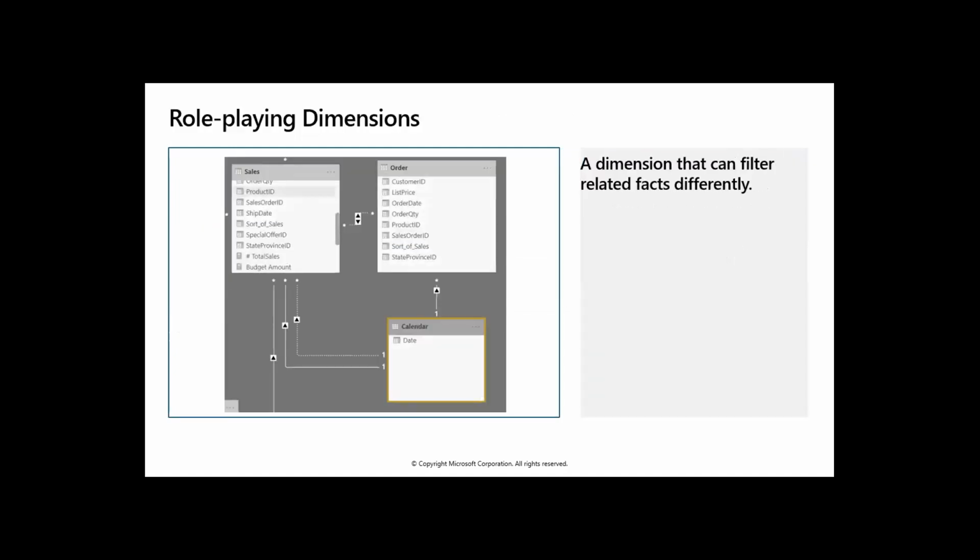So this is an example of a dimension that can filter related facts differently. Okay, look at your sales, look at your order. They are related to the calendar date for describing items. So a role-playing dimension is a dimension that can filter related facts differently. Okay, your date can filter your dimension differently, another differently. So I don't want to waste much of your time on theory.